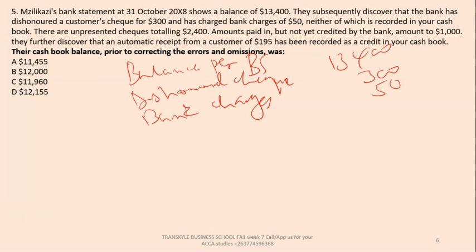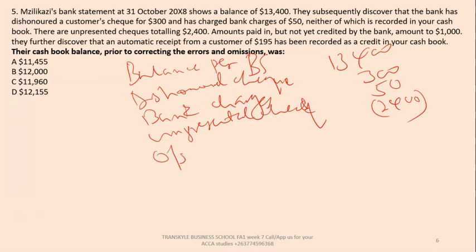There are unpresented cheques totaling 2,400. So unpresented cheques, 2,400. This one should be negative. Amount paid in but not yet credited, the outstanding lodgement.